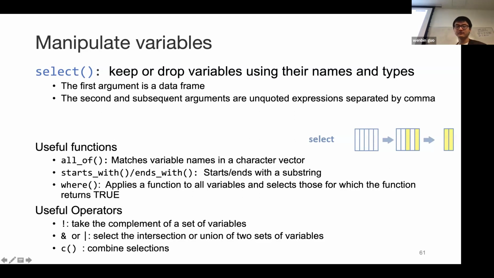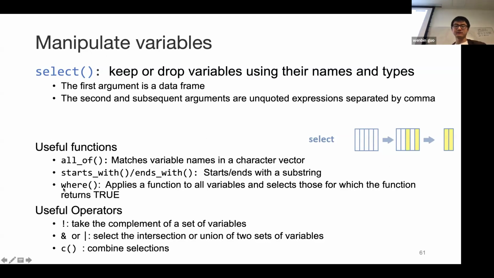But for this one, I think there are some key points to note. One is if you have multiple variables to select, you can use a character vector containing the variable names. And sometimes your variable names will start with a certain pattern or end with a certain pattern. So you can use starts_with or ends_with to do the selection.